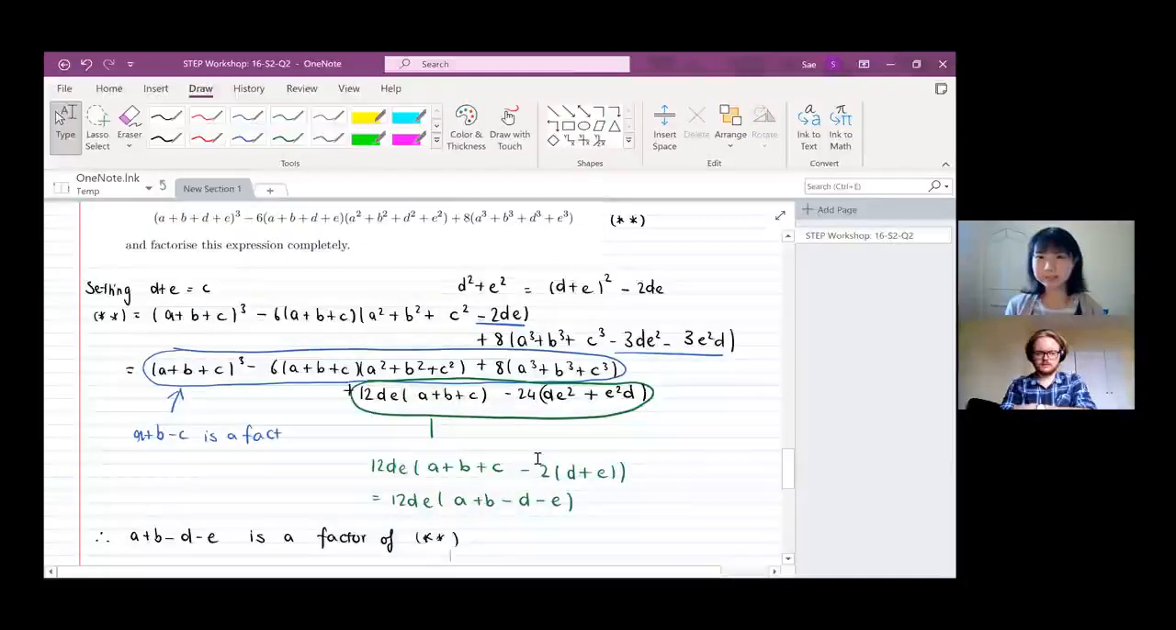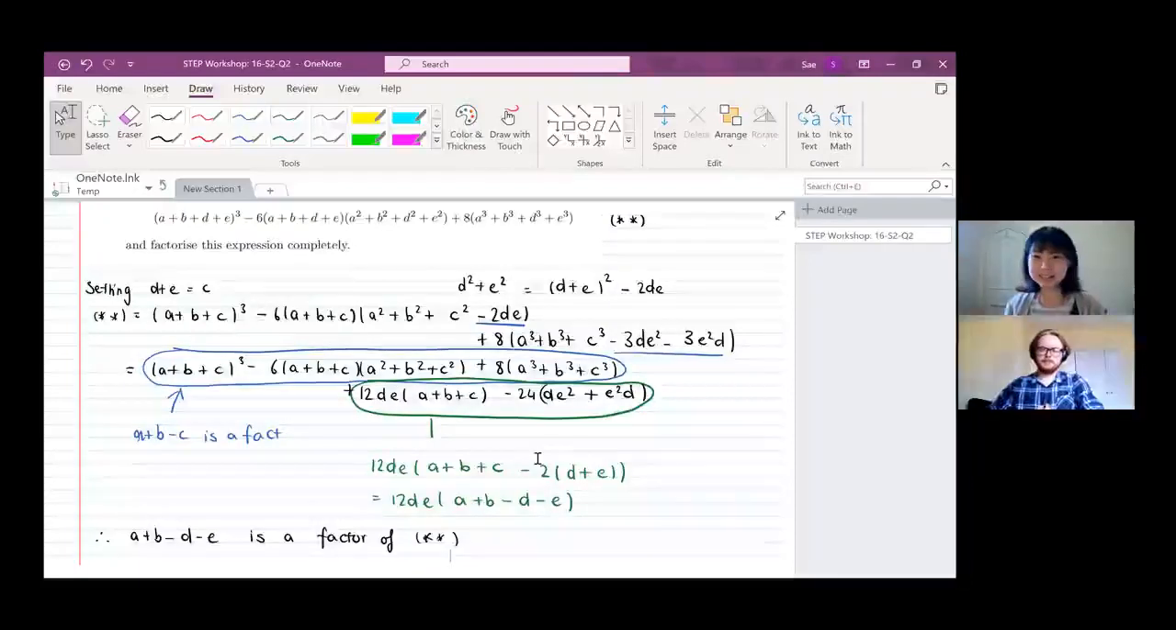Now, looking at star star and remembering what we did for the first part, can anyone tell me what some other factors are? We have permutations, which sounds right. Yes. So star is symmetric in a, b, d, and e again. So we can swap the letters around, and we can use exactly the same argument to show that once we swap the letters around, that swapped thing is still a factor of star.